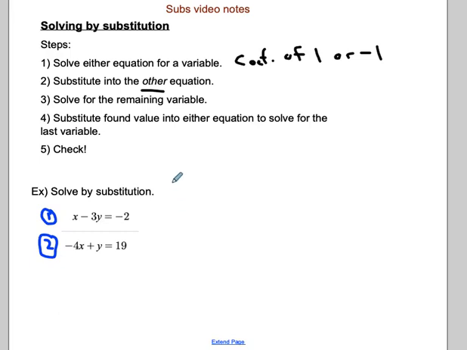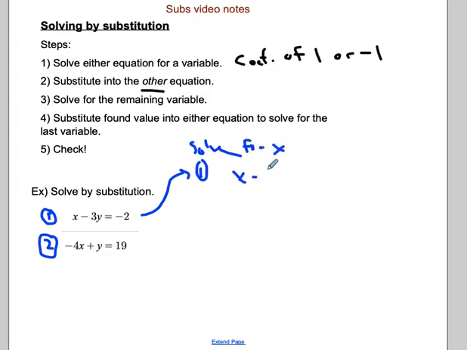Now I'm going to work out the steps for this problem, and then I'll have you try one on your own, and I'll give you the solution for that as well. So I'm just going to start with this. I'm going to take equation 1, and I'm going to solve it for x.